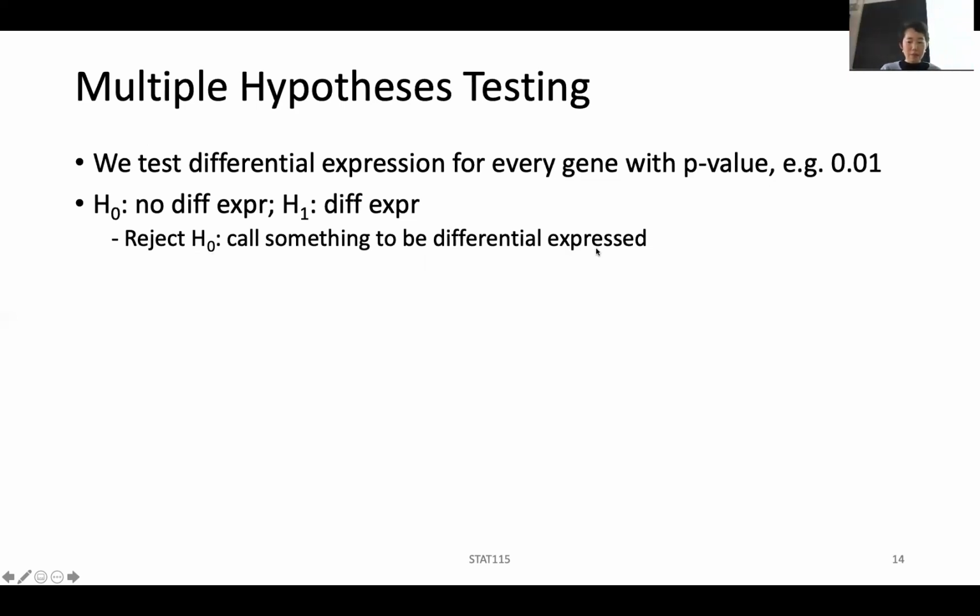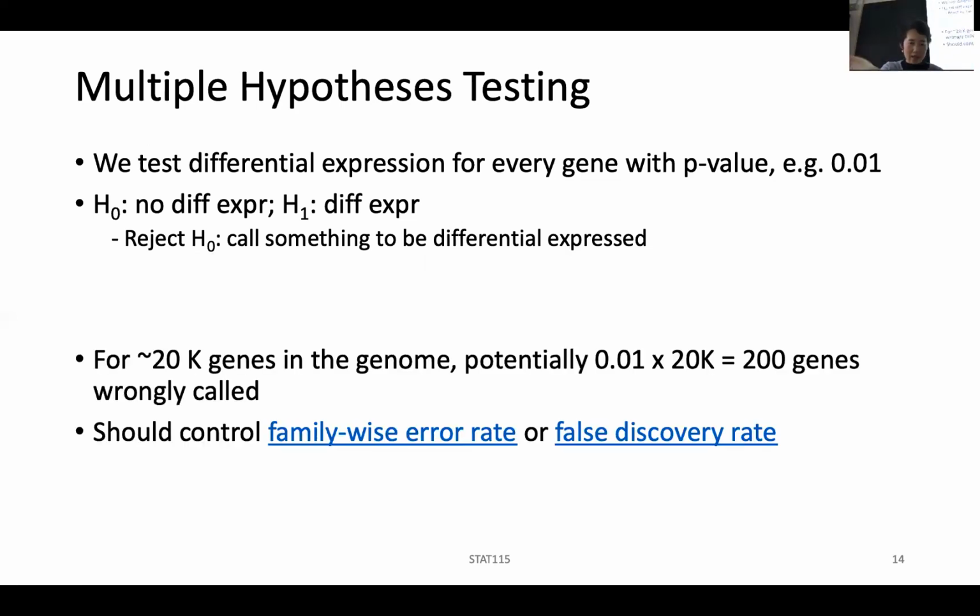If something meets the p-value cutoff, then, as the student just mentioned, in the genome we have 20,000 genes. If you use 0.01 as the p-value cutoff, there are going to be 200 genes called, because you have so many genes. By chance, you will have 200 genes with a p-value less than 0.01, so even if no genes are differentially expressed, you will still call about 200 genes, and probably all of them are wrong.